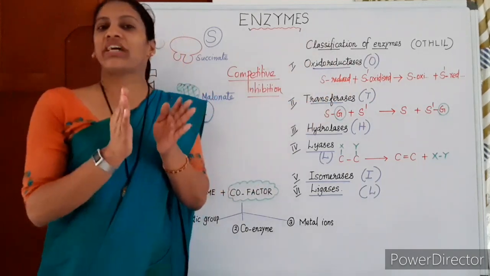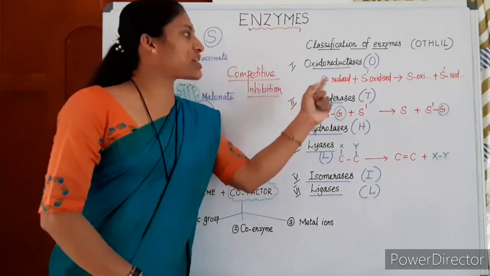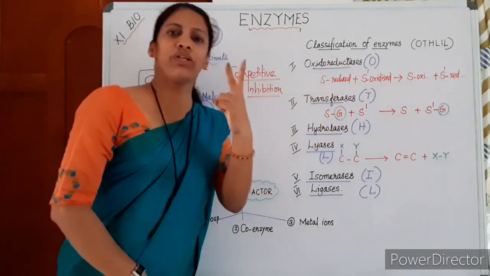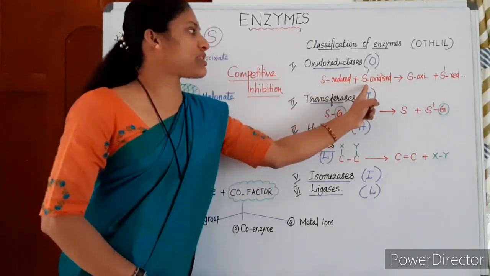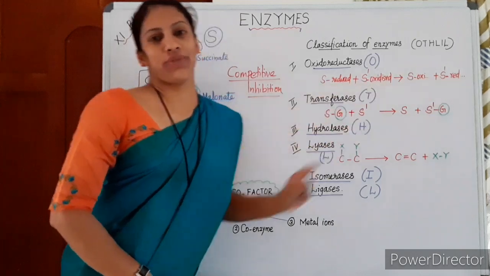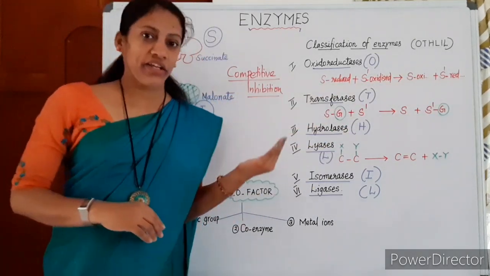So what the oxidoreductases do, it's clear I think. It catalyzes oxidation reduction between S and S dash, between 2 substrates. Initially this was reduced, but it got oxidized. The second substrate was oxidized, that got reduced. Okay. Then transferases, the second group.